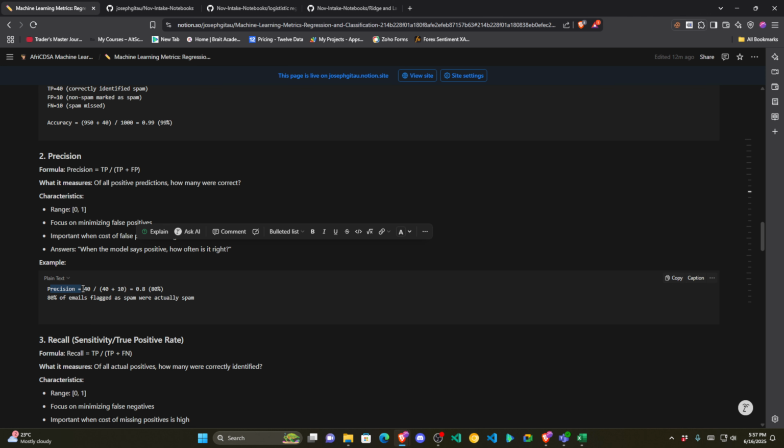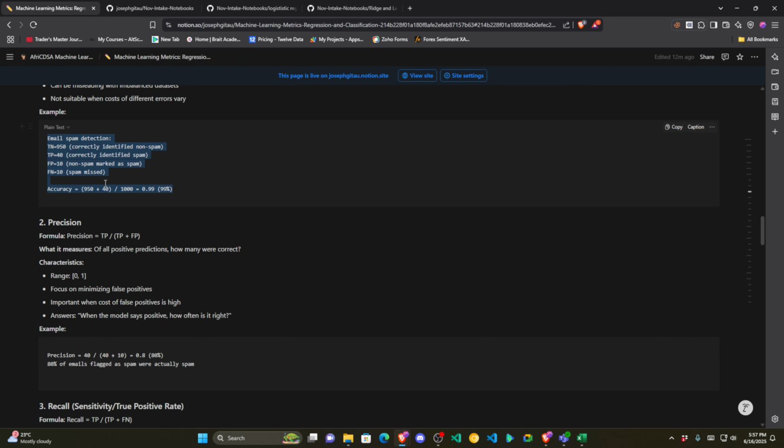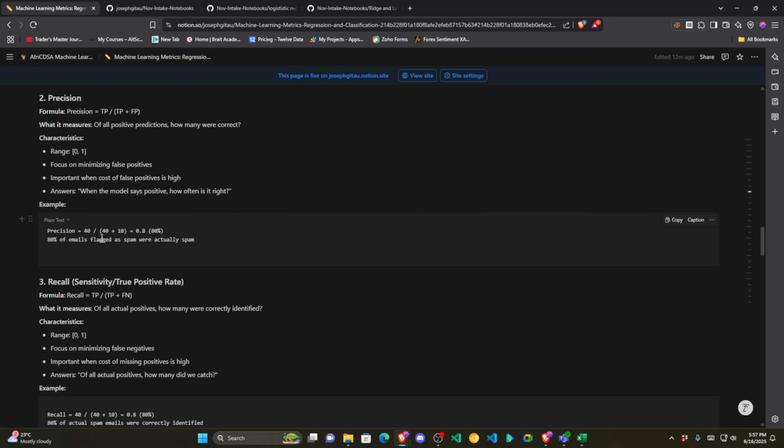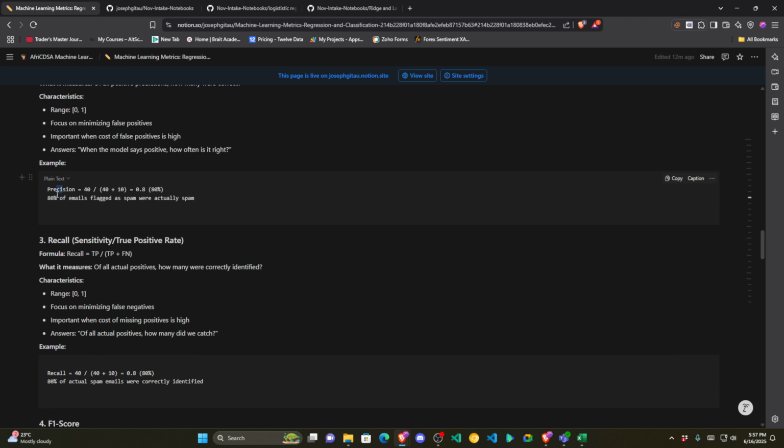Here, if we calculate the precision for this example, the model had 99% accuracy. But if we calculate the precision score, you can see that 80% of all emails flagged as spam were actually spam. So our focus will be to eliminate the remaining 20%. We will not say our model is 99% accurate. We will say it's 80% accurate in classifying spam emails.